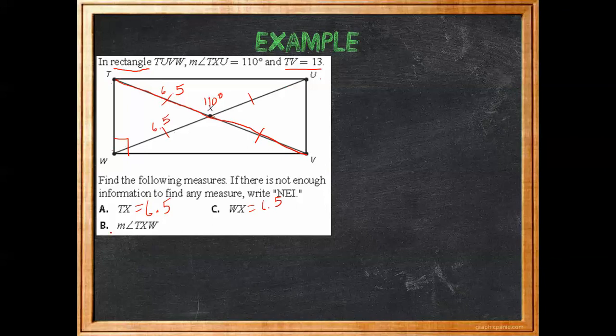Okay, to find the measure of angle TXW, this angle right here, okay, we know that TXU forms a linear pair with TXW, right? So a linear pair is supplementary. So we know this plus 110 has to equal 180. So we take 180 minus 110 and we get 70 degrees. So this angle is 70 degrees.